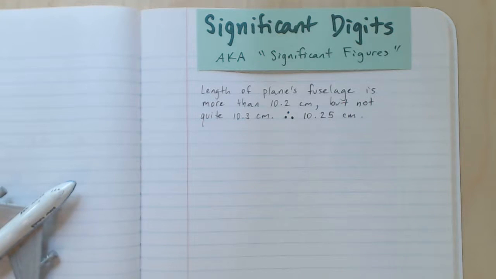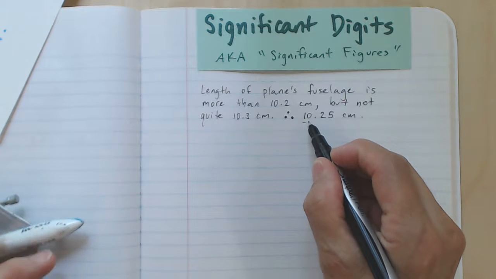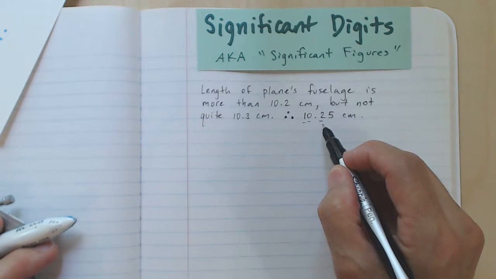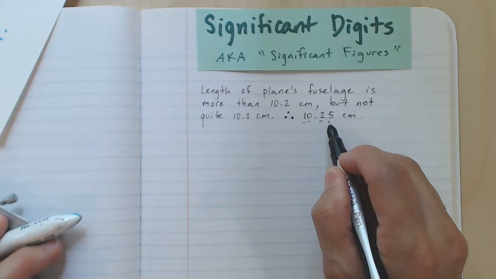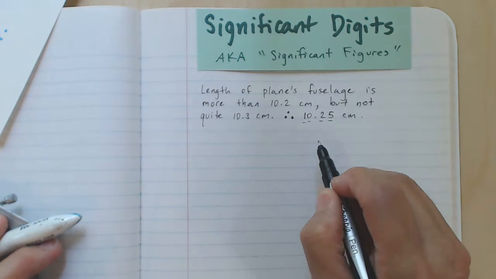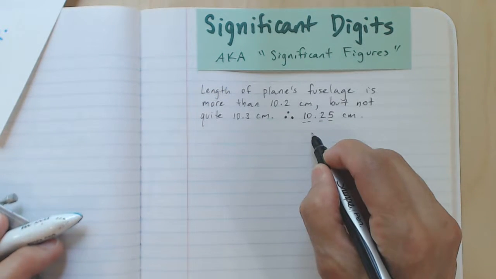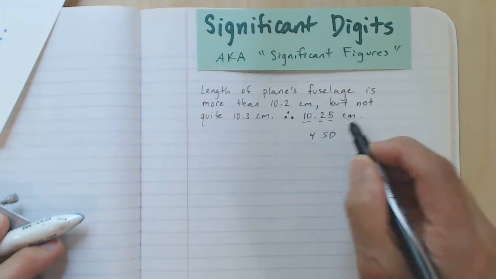And so what that means is my measurement of 10.25 centimeters now has 1, 2, 3 known digits to known accuracy and one digit that is estimated, but the grand total is 4 significant digits.